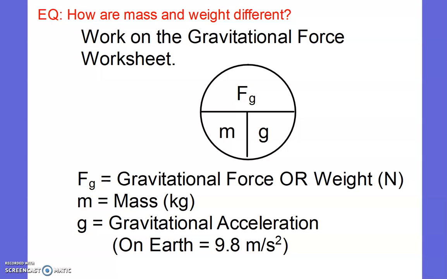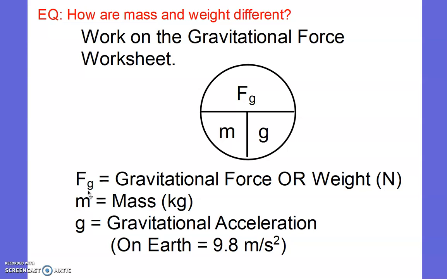Now, there is a relationship between mass and gravitational force. And that relationship is shown here in this circle equation. In this circle equation, F is the force. We put a little subscript of G to show gravitational force. So F sub G is the gravitational force, also known as the weight, measured in newtons. M represents the mass, and we measure mass in kilograms.